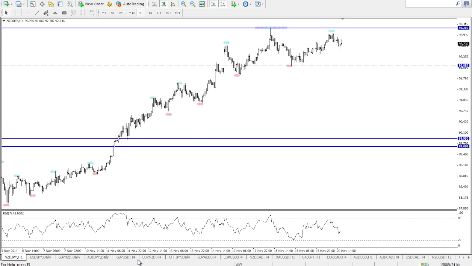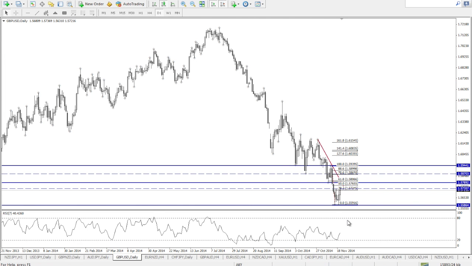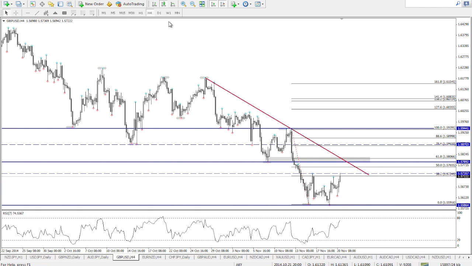Next pair we'll be looking at is the pound dollar, right? On the daily time frame, it is definitely in a downtrend, right? Zooming into the H4 time frame, what we can see is that there's an intra-week trend line. We also identified previous structure, right?